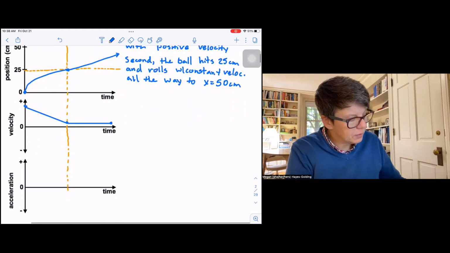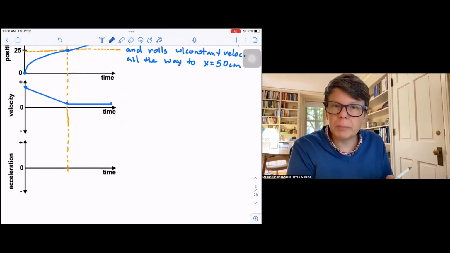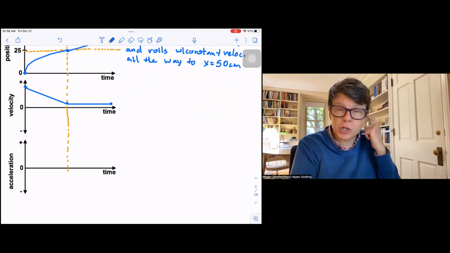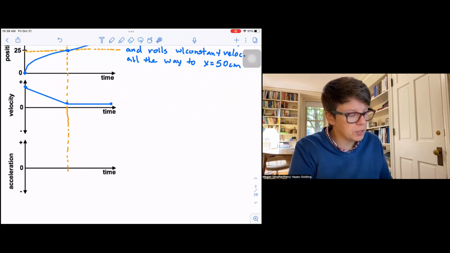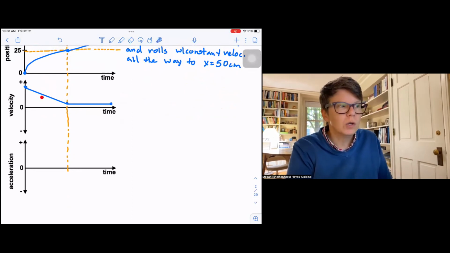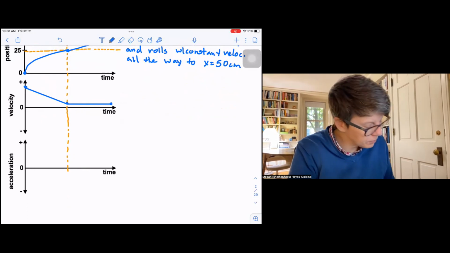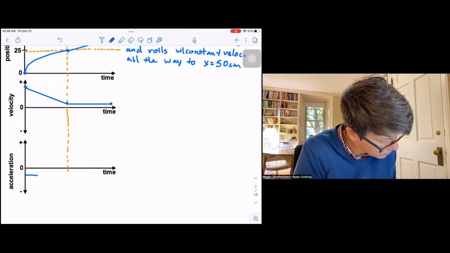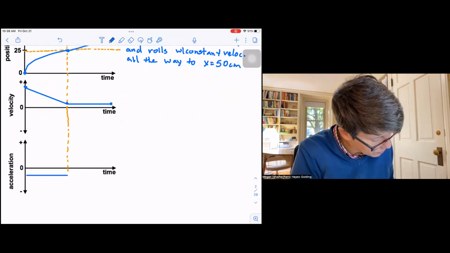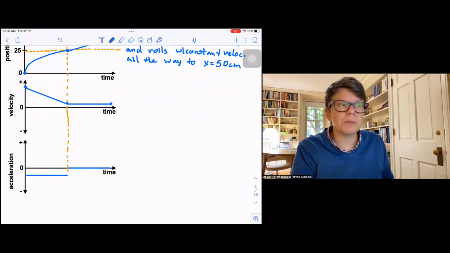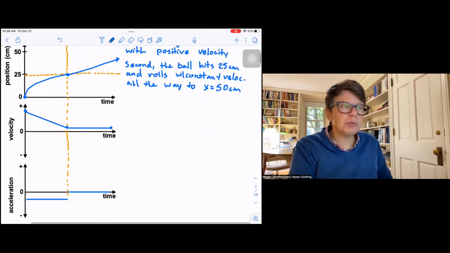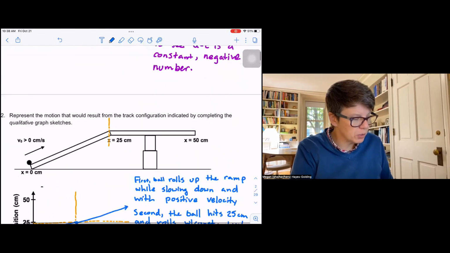And then finally, we need to look at acceleration. Remember from the last problem, how do we read acceleration off a velocity graph? We look at the slope. So initially, my velocity graph has a negative slope. So I need to have a negative acceleration. And then later, no slope. So there needs to be no acceleration. It would look something along these lines. So these are the three answers to question number 2.